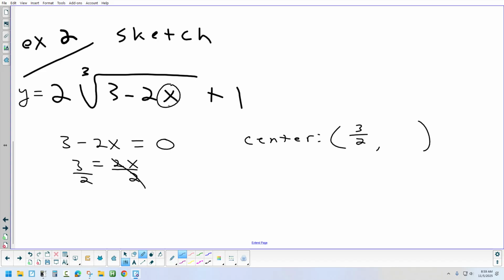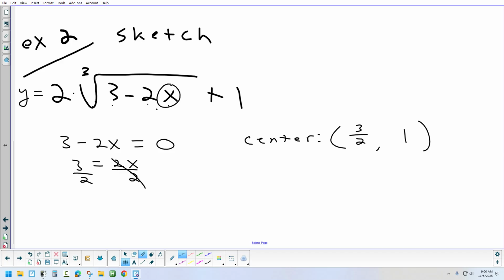What's 3/2 times 2? 3. Yeah. What's 3 minus 3? 0. What's the cube root of 0? 0. And what's 0 times 2? 0. Still 0. Plus 1. 1. So that number at the end is pretty much the number that tells you the y value.